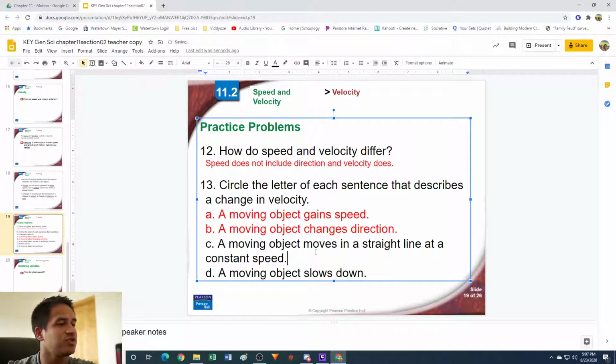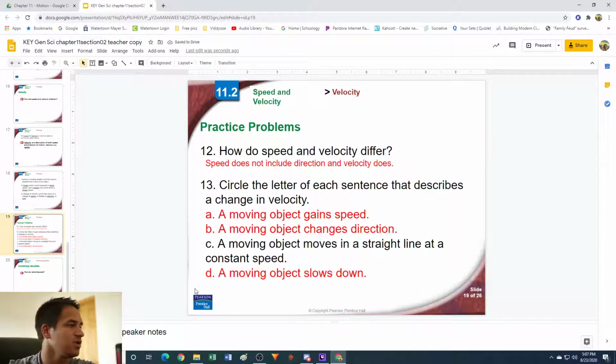A moving object moves in a straight line at a constant speed. Okay, so it's not turning, it's not changing direction, and a constant speed means it's not slowing down or speeding up, not a change in velocity. And then letter D, a moving object slows down, so that is a change in speed. That's a change in velocity.